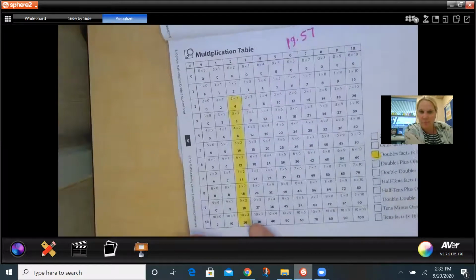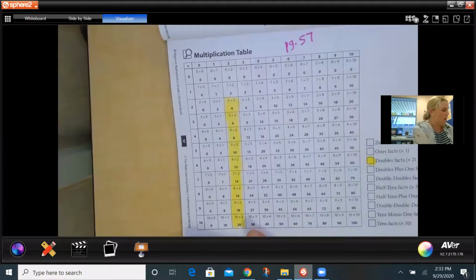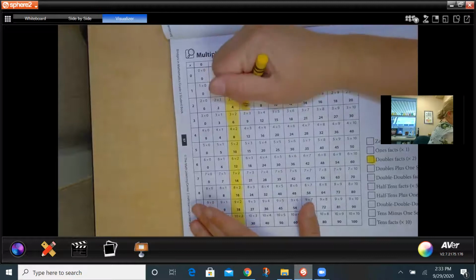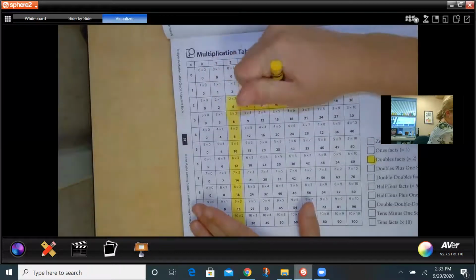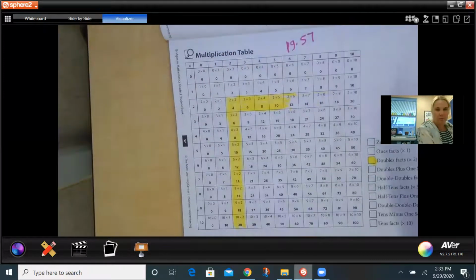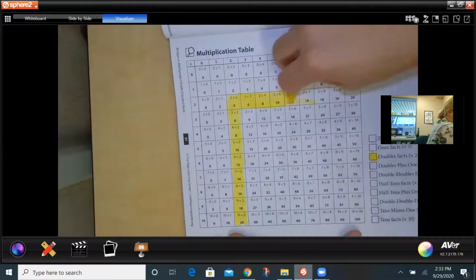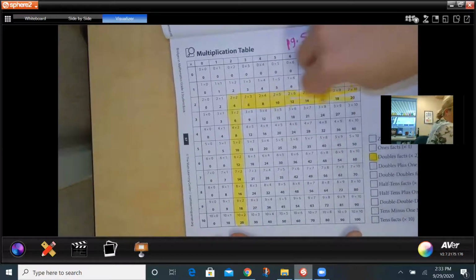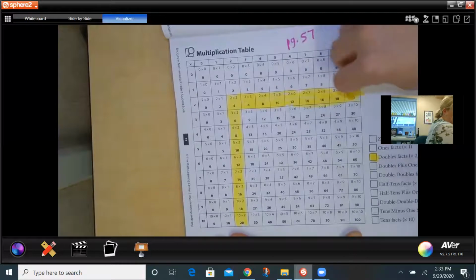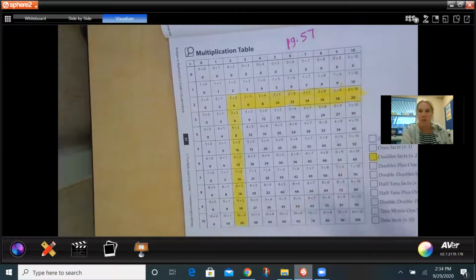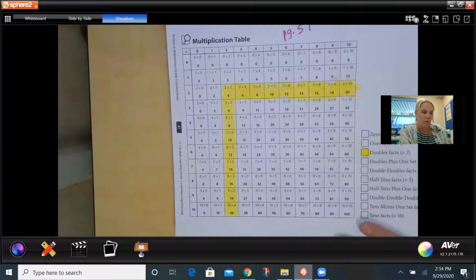Easy breezy. Everything times 2. That means we're doubling that number. So when we've been doing our, oh, my crayon broke. Even when we've been doing number line puzzles, my friends, one of the first things that we usually start off with is a doubles fact because they're easy. It's just the number plus itself, right?